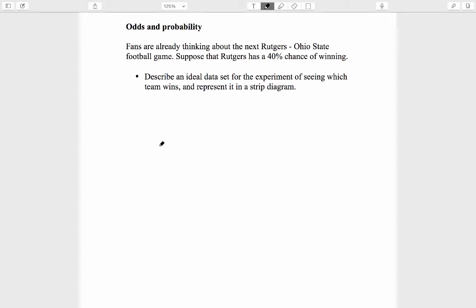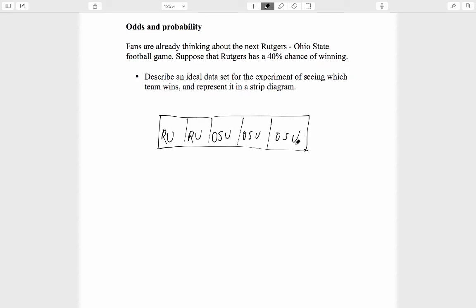So this is what I mean by a strip diagram. Depending on where you went to school, you may have seen strip diagrams quite a bit in your math classes. So I'm going to draw this rectangular array of boxes. Each box counts the same as every other box in representing a certain fraction of the time that Rutgers plays Ohio State. Since Rutgers has a 40% chance of winning, I'm going to mark 40% of the boxes, that is to say 2 of them, with RU, and I'm going to mark the rest with OSU for Ohio State. This is a certain visual way of representing what will tend to occur in the long run if this 40% statement is really true. This representation is really the same thing as writing out an ideal data set of winners.